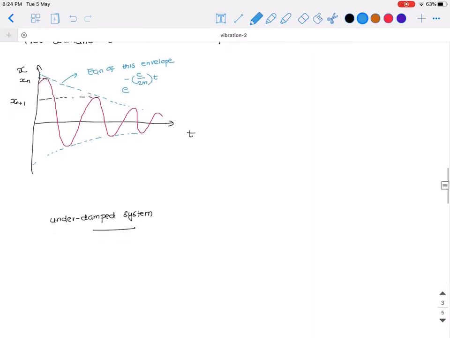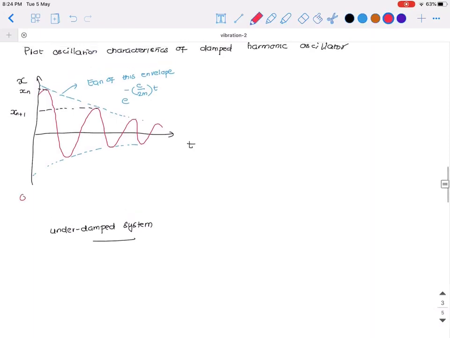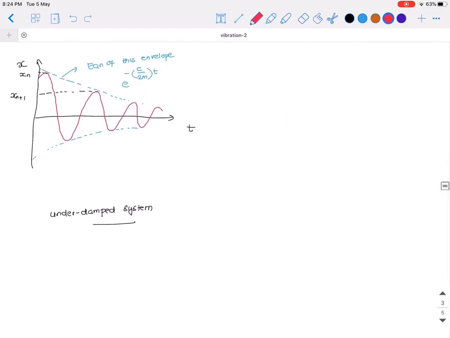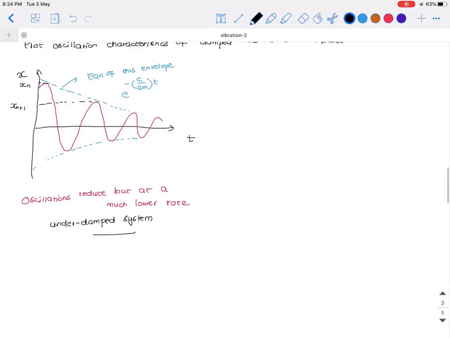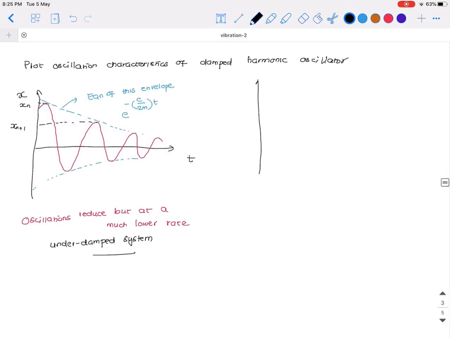Okay, so the characteristic here is that the oscillations reduce with respect to time, but at a much lower rate. Okay, so we have considered the underdamped system. Let us now talk about overdamped and critically damped systems.